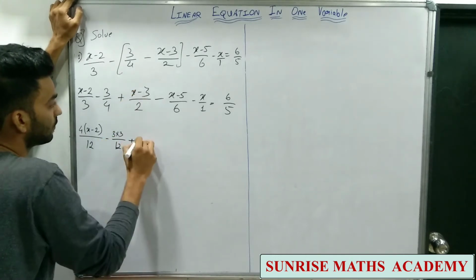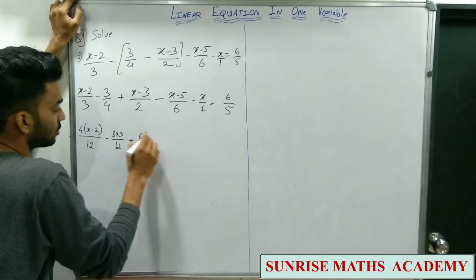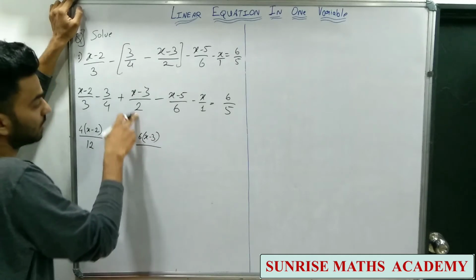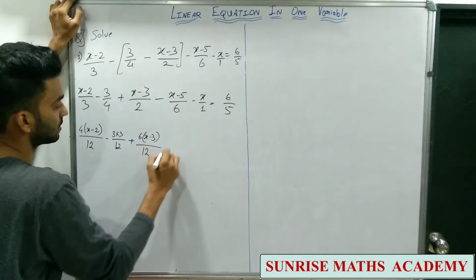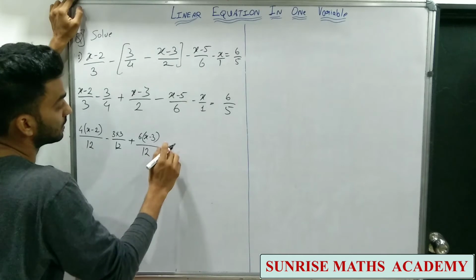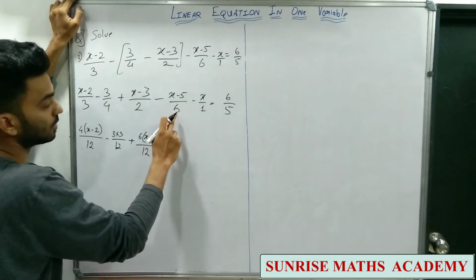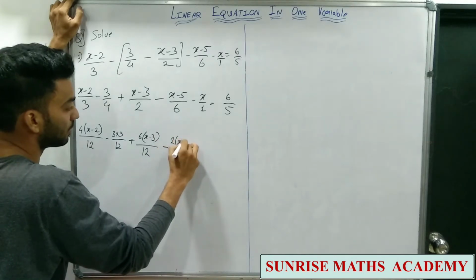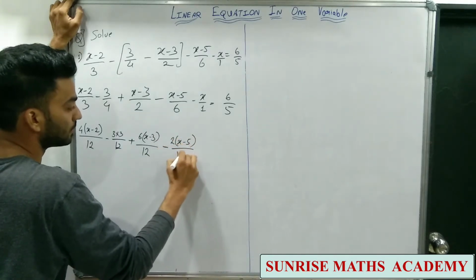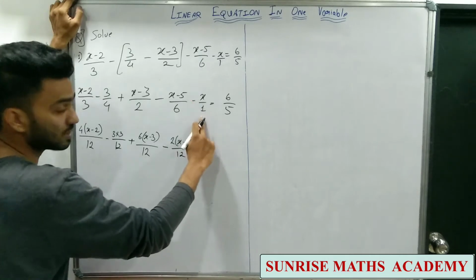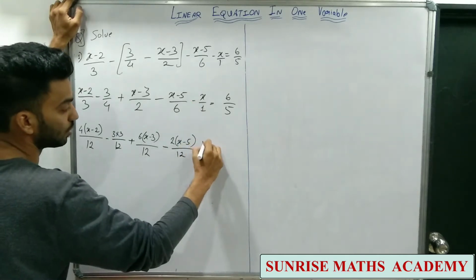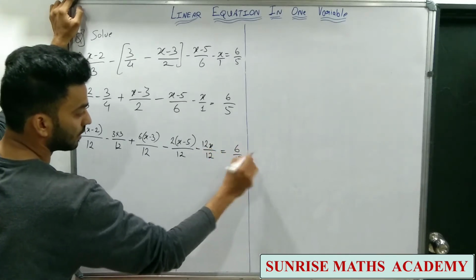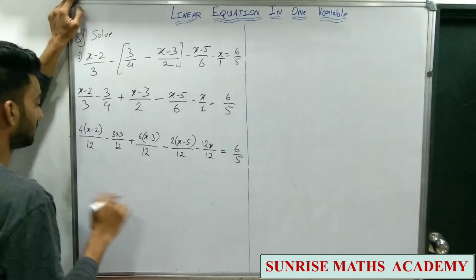Plus this numerator will be multiplied by 6 because the denominator is 2. 2 into 6 is 12, so the numerator is also multiplied by 6, minus 6 in the denominator, into 2 we have to do to get 12, so the numerator will also be multiplied by 2. This is 1 into 12, so the numerator is also 12. This RHS we are not touching.